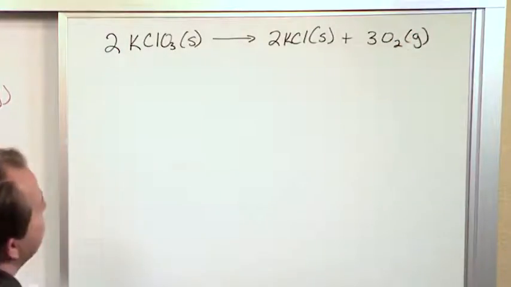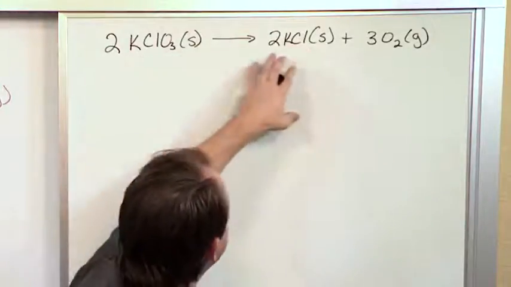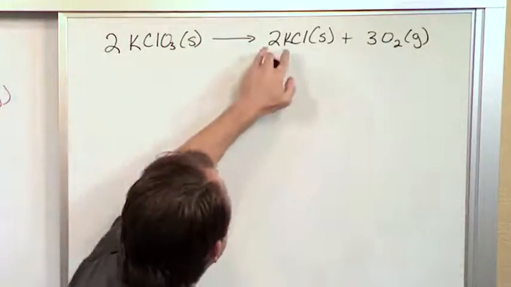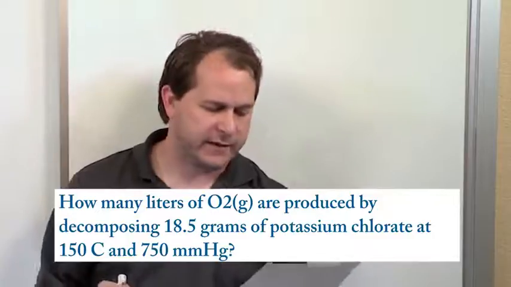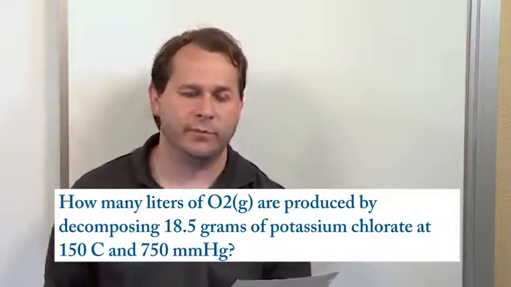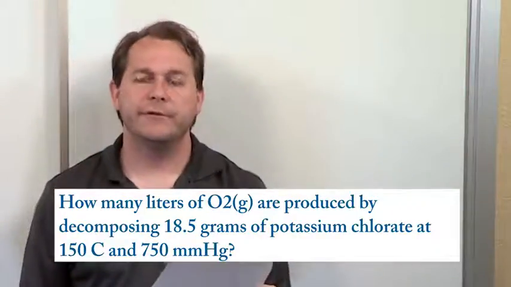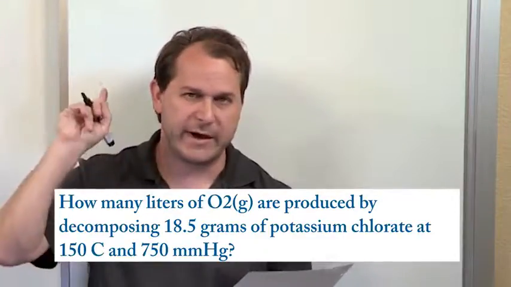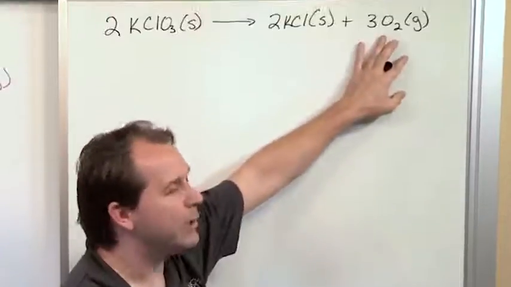Now the reason I'm throwing this in here is so that you understand what to do when some of the reaction has other components other than gases. In this case, we only have 1 gas here. This is balanced: 2 potassiums, 2 potassiums, 2 chlorines, and 6 oxygens. So the question is, how many liters of oxygen gas are produced by decomposing 18.5 grams of potassium chlorate, that's what that is, at 150 degrees Celsius and 750 millimeters of mercury pressure? Okay, and then we have the reaction here. So the number one thing for you to realize is that we only have 1 gas component in this reaction.